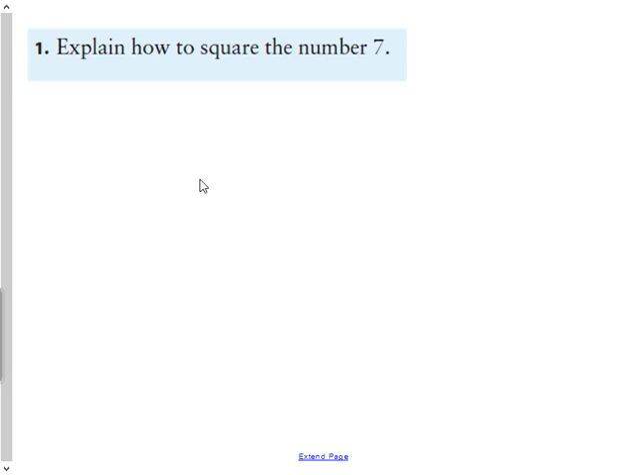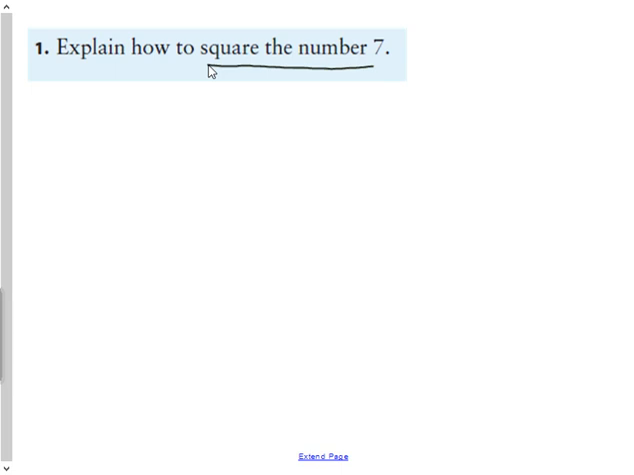Okay, this is section 3.1 of your Math Links textbook on squares and square roots. Your fundamentals or your foundations for understanding how to explore and how to use Pythagoras theorem. So we talked first in chapter 3.1 on squares and square roots. And the first question says, explain how to square the number 7.